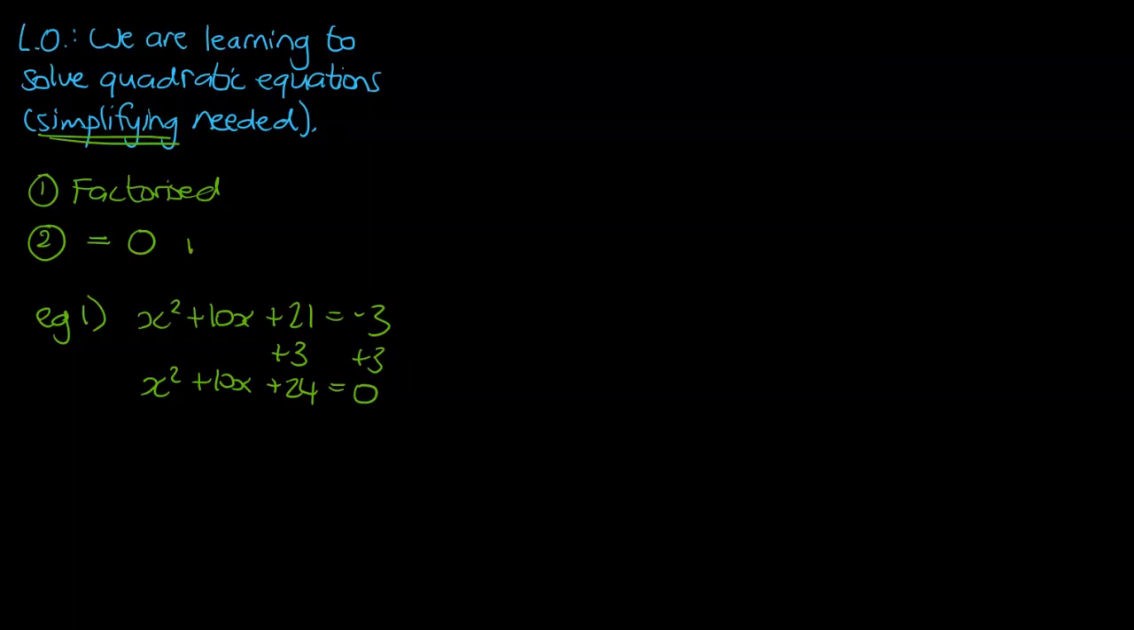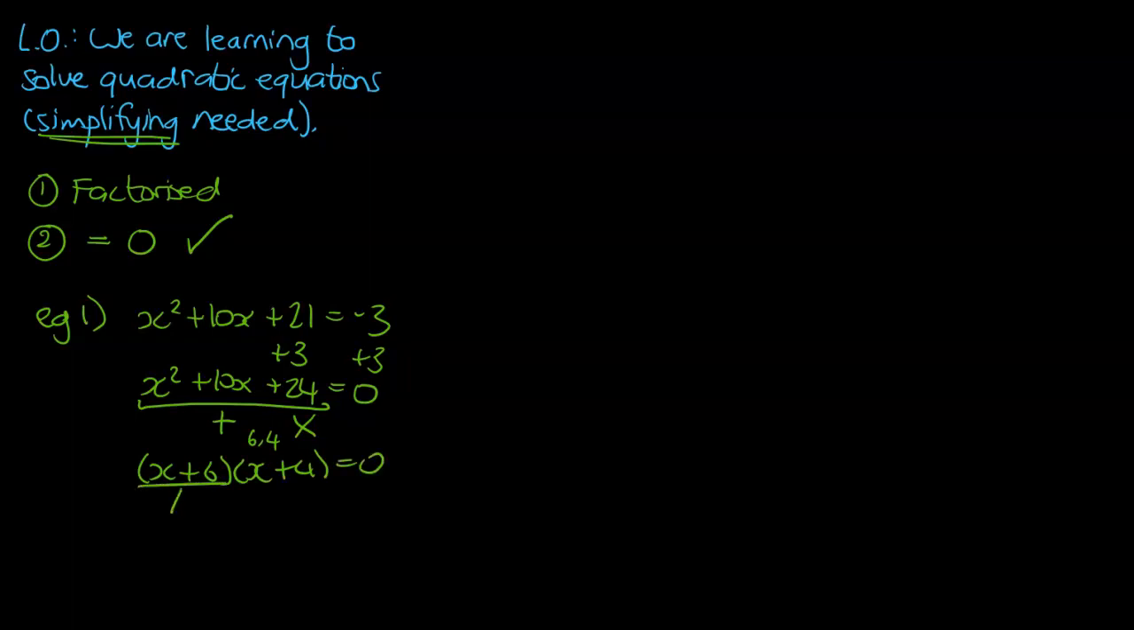Once we've done that, we've got the first criteria met. We can go ahead and factorize. So we've got to think what two numbers multiply to 24 and add to 10. Hopefully you're thinking 6 and 4. So we're going to put that in our brackets, x plus 6, x plus 4 equals 0.